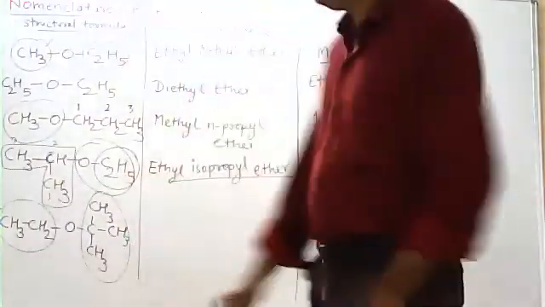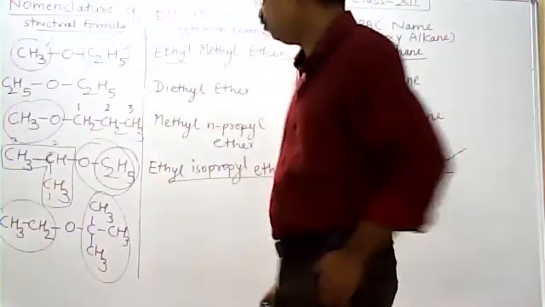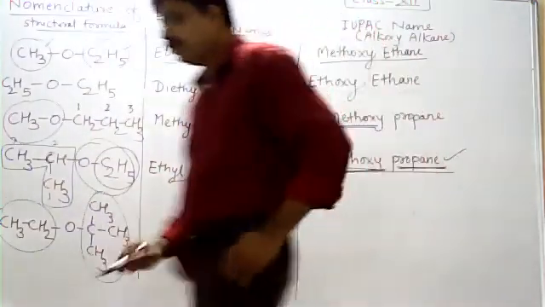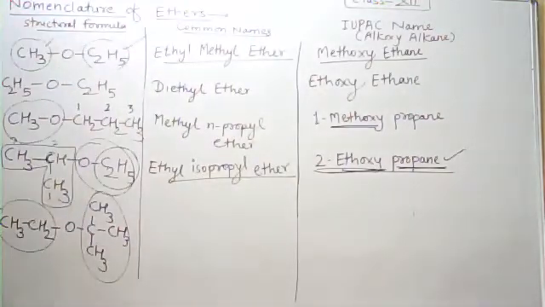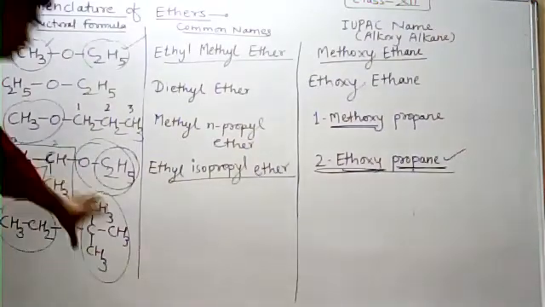One is ethyl group, correct? CH3, CH2 means ethyl group. And what is the other alkyl group name? Tertiary butyl. Tertiary butyl group, correct? This is tertiary butyl group.